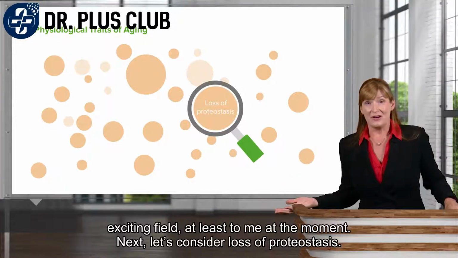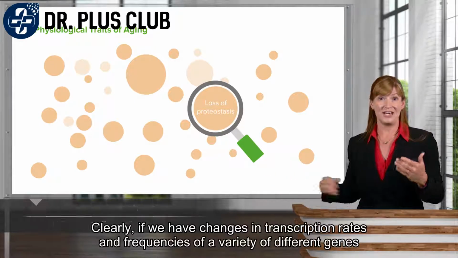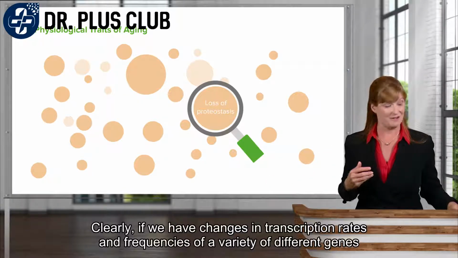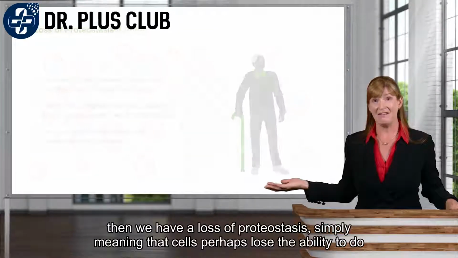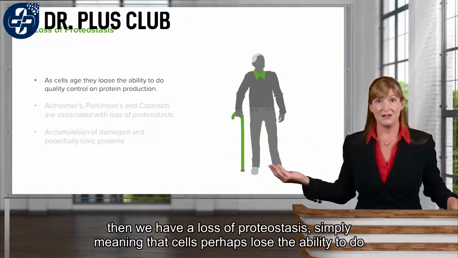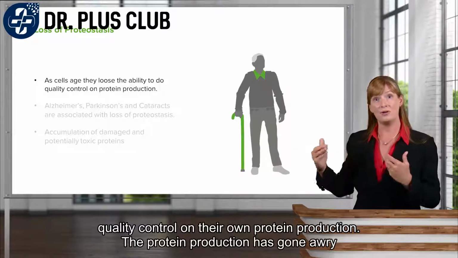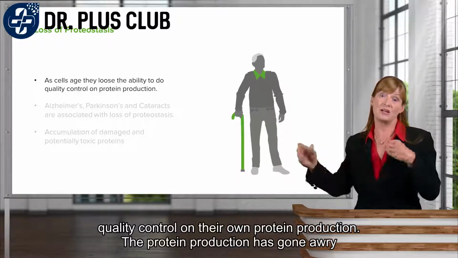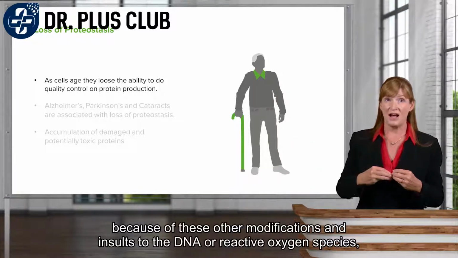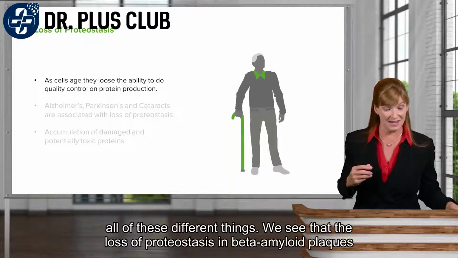Next, let's consider loss of proteostasis. Clearly, if we have changes in transcription rates and frequencies of a variety of different genes, then we have a loss of proteostasis, simply meaning that cells perhaps lose the ability to do quality control on their own protein production, and the protein production has gone awry because of these other modifications and insults to the DNA, reactive oxygen species, all of these different things.